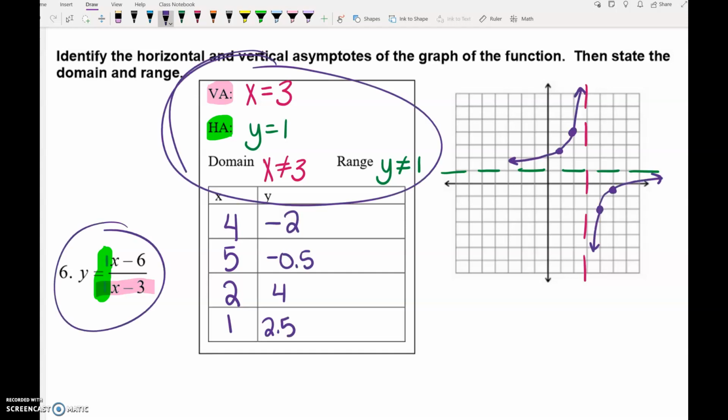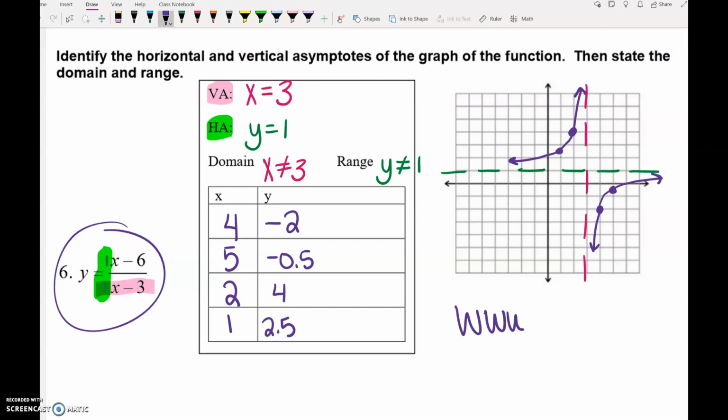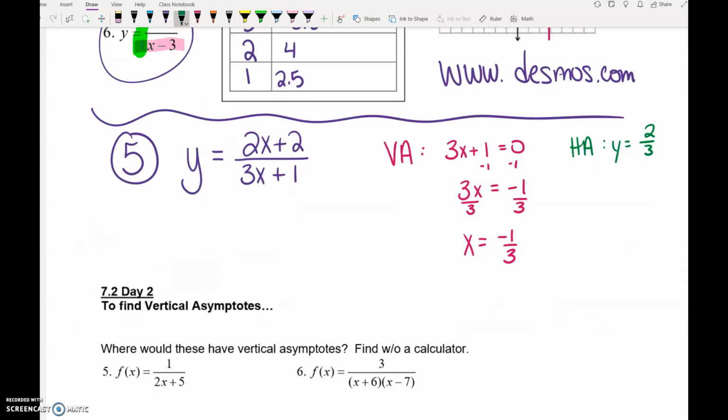The biggest deal is domain, range, vertical asymptote, horizontal asymptote, and then using that information to pick the correct graph. You can use Desmos to help you. Remember, the address for that is www.desmos.com.